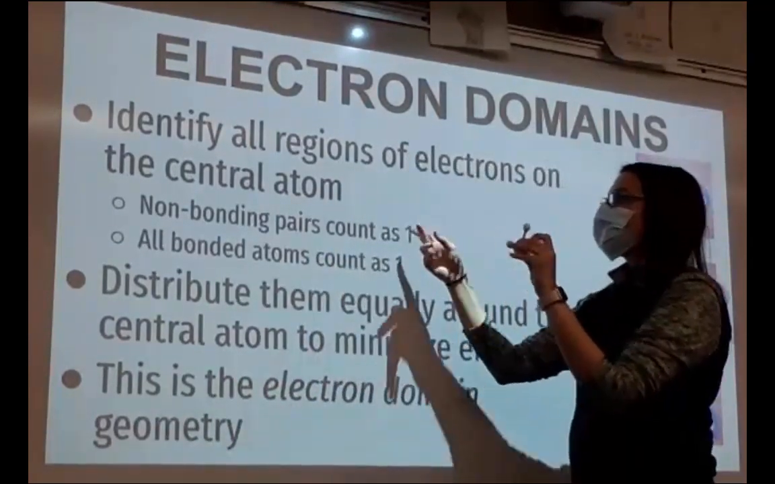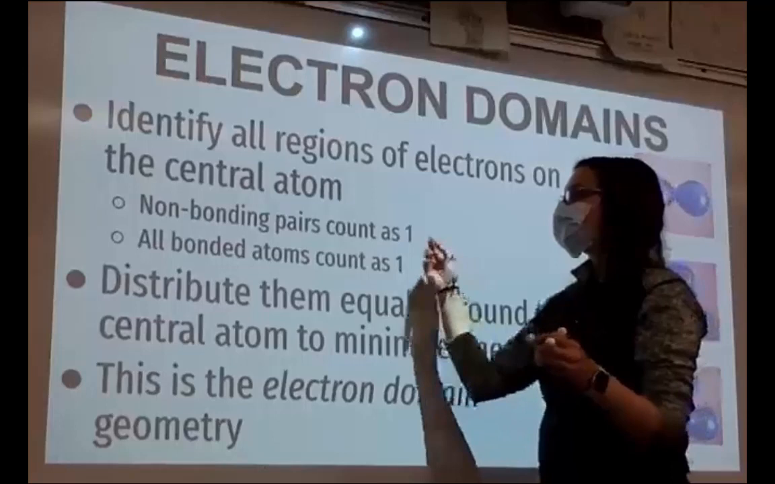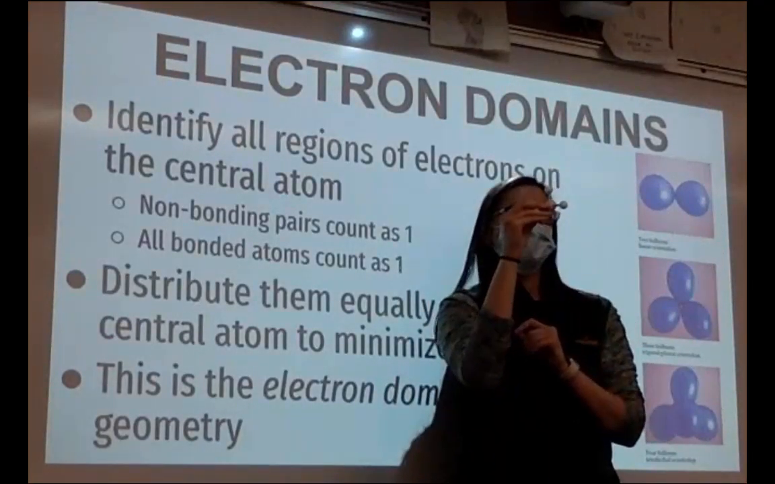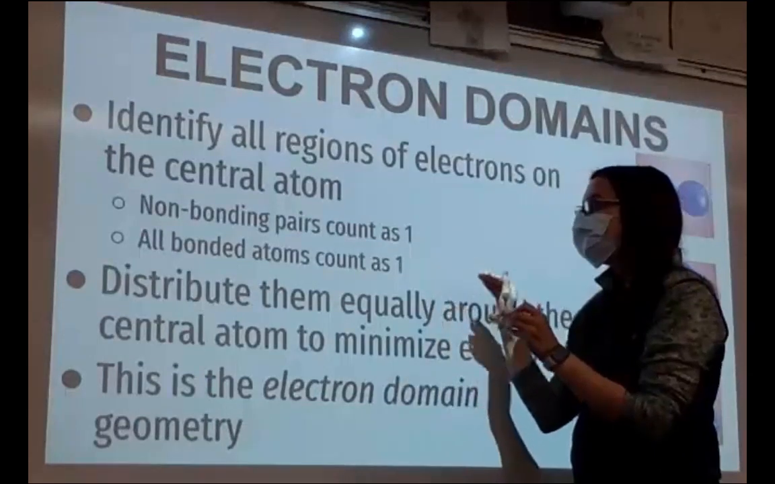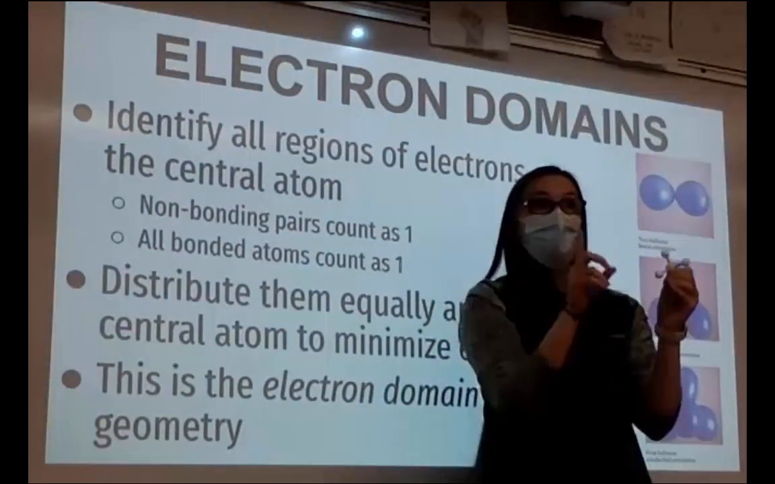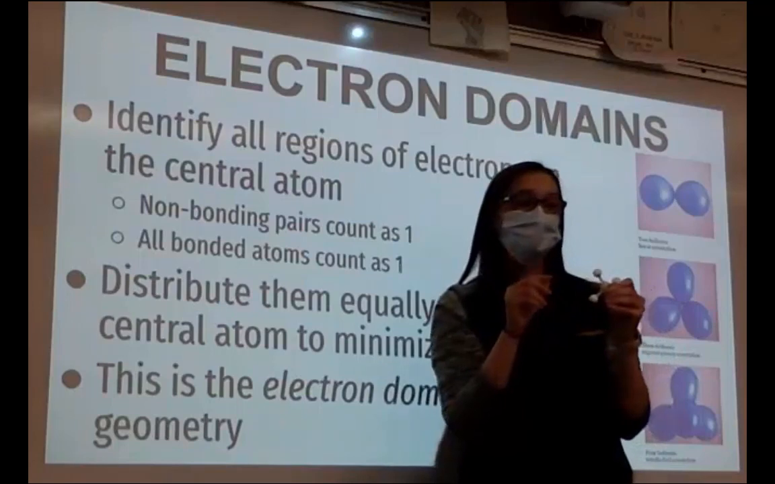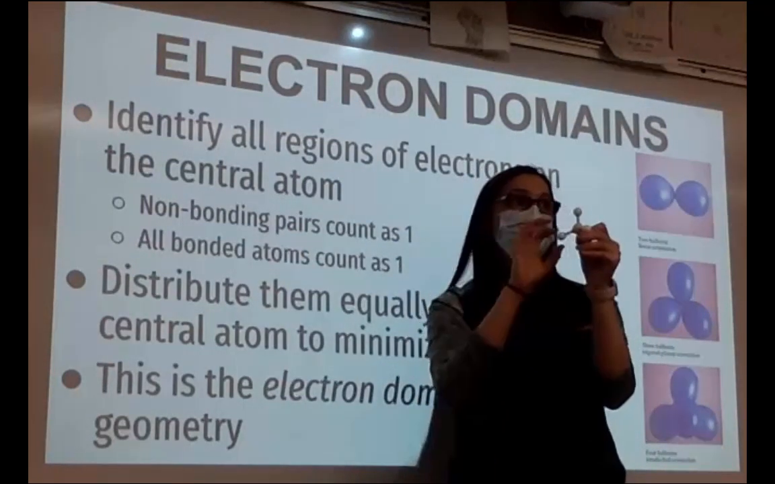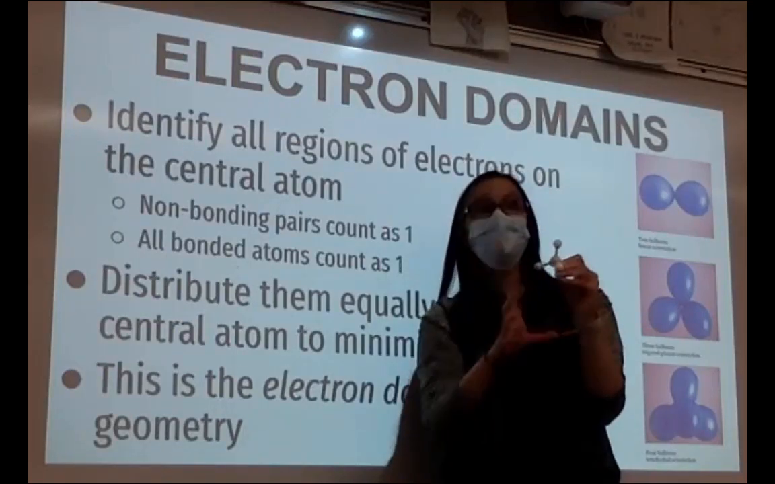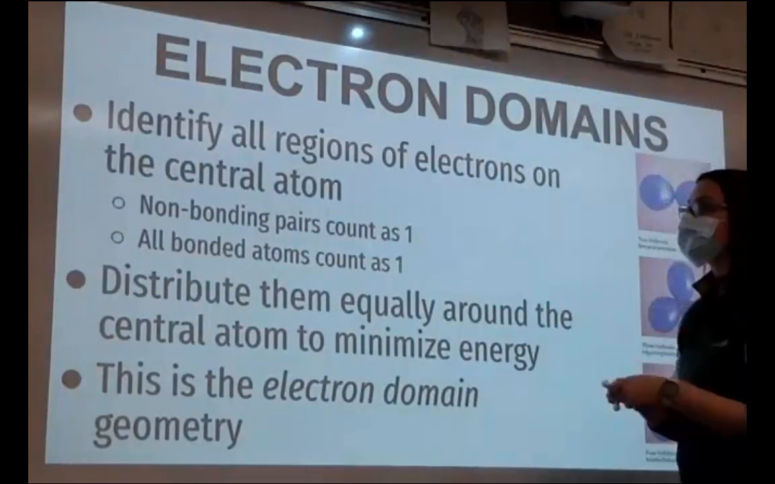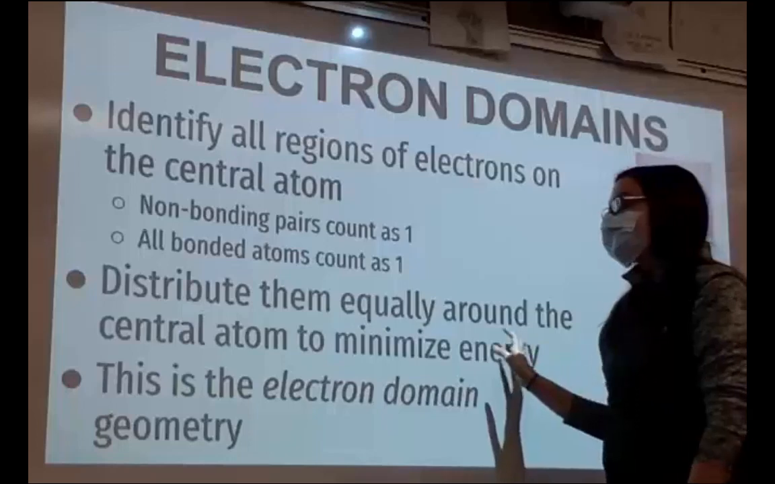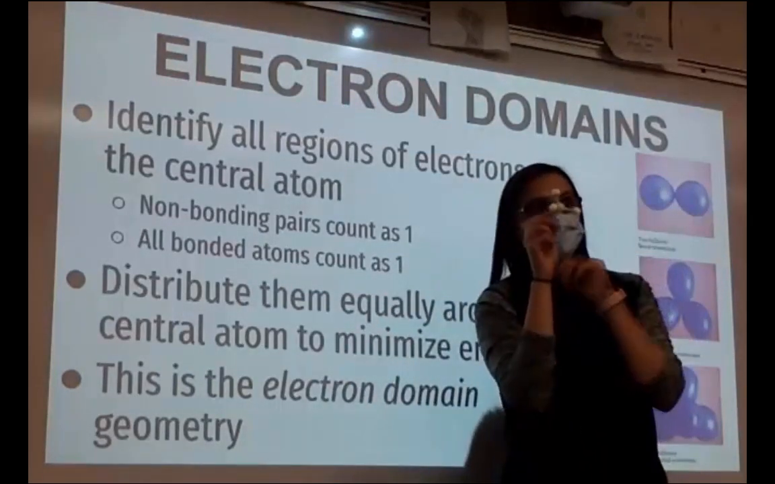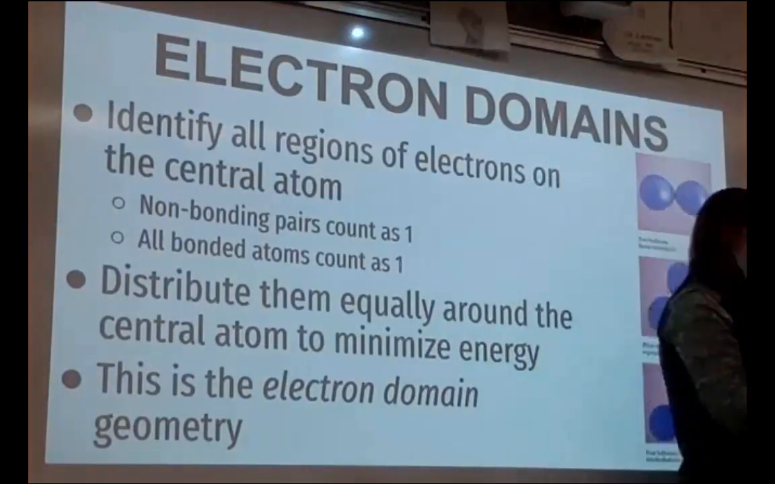When we count areas of electrons, non-bonding pairs, those are lone pairs. So a lone pair counts as 1 area of electrons. Any bonds count as 1 area of electrons. If it's a single bond, that's 1 area of electrons. A double bond, it's still 1 area that the electrons are in. If it's a triple bond, it's still 1 area of electrons. And then what we do is we look at what shape all of the electron areas create.